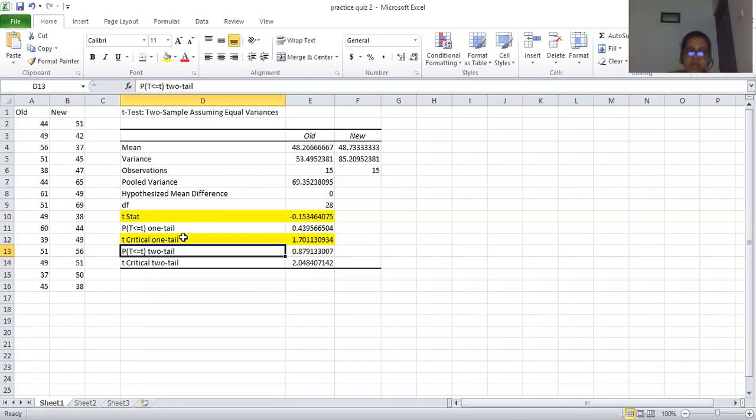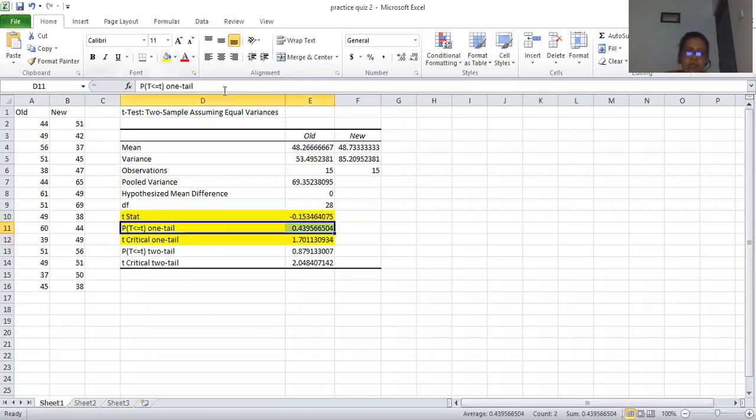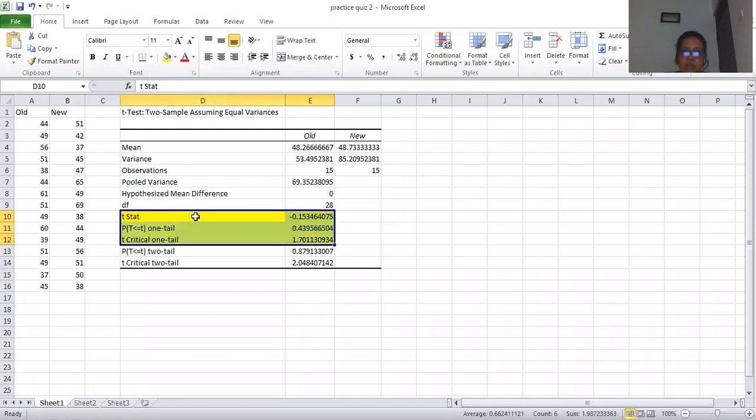So here also we have looked at the t critical one tail value, because there is a direction. We know the direction, and so here also we would be looking at the p-value, the one tail value. Okay, so when you look at the t stat value, it's minus 0.15, and the t critical one tail value is 1.70. So the t stat value is less than the t critical one tail value. We look at how we are supposed to interpret these values now, based on the decision rule.